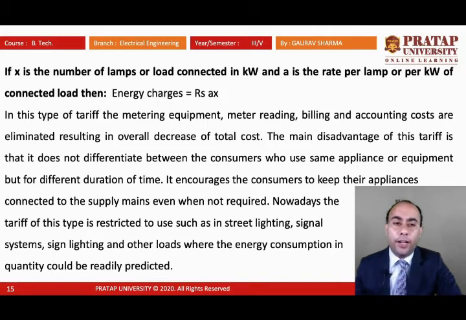The main disadvantage of this tariff is that it does not differentiate between consumers who use the same appliances or equipment but for different durations of time. So if I am using it for 4 hours, the bill is the same as for someone using it for 6 or 8 hours. It does not differentiate between the two.